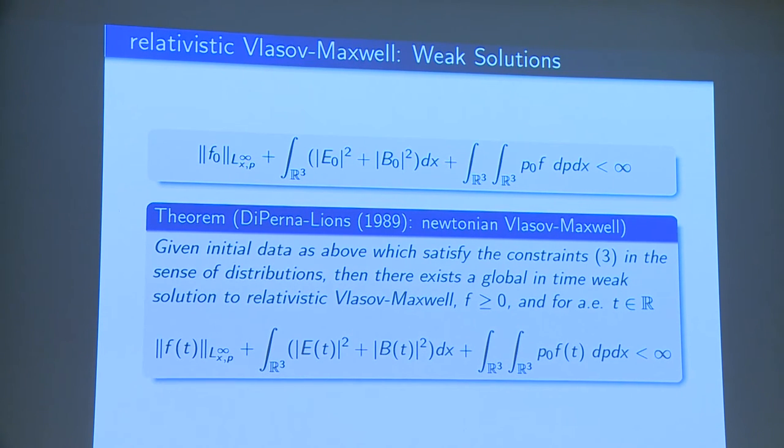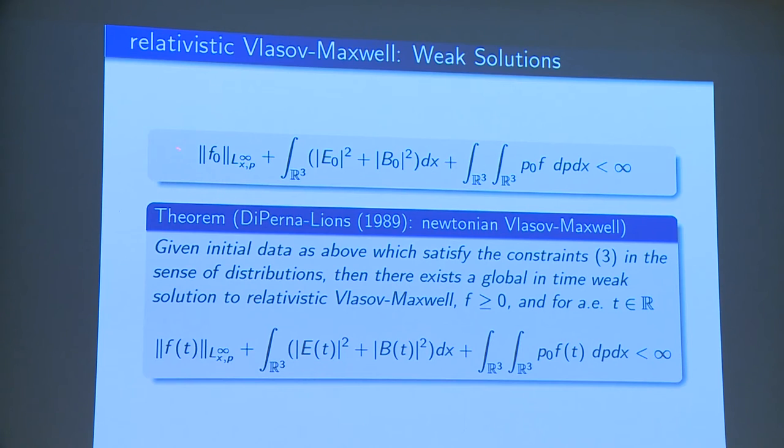So for weak solutions, you satisfy the equation in the sense of distribution. So you multiply the equation by a test function, and you integrate by parts, and you put the derivatives on the test functions. All the test functions are compactly supported, so you don't really worry so much about what happens at infinity. And then you have the following theorem.